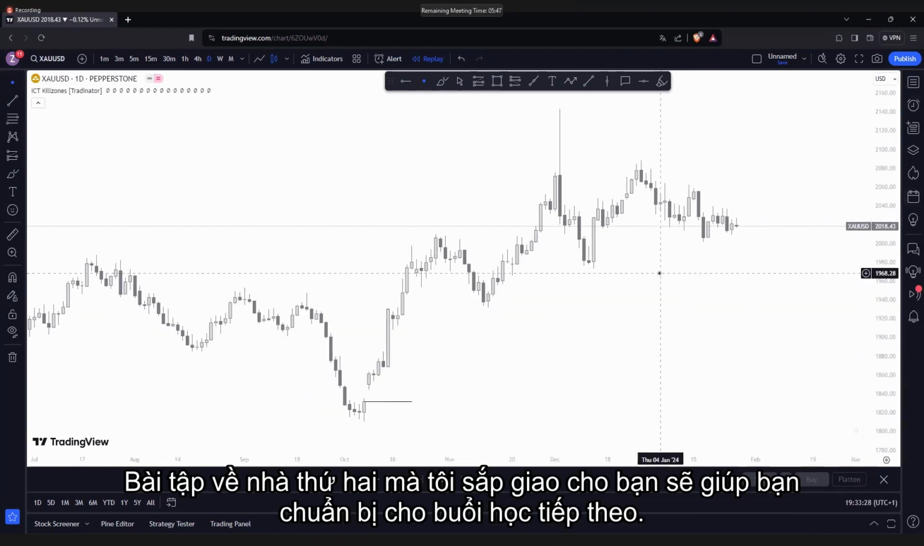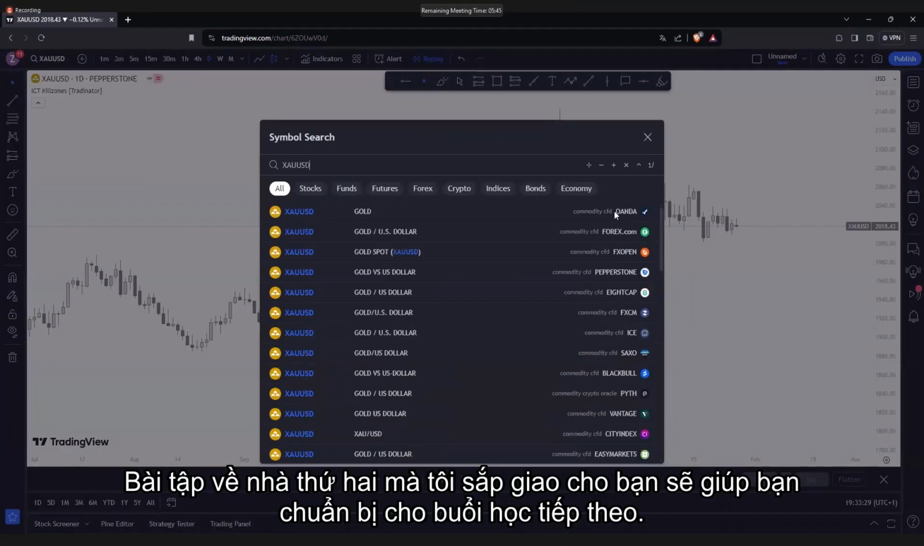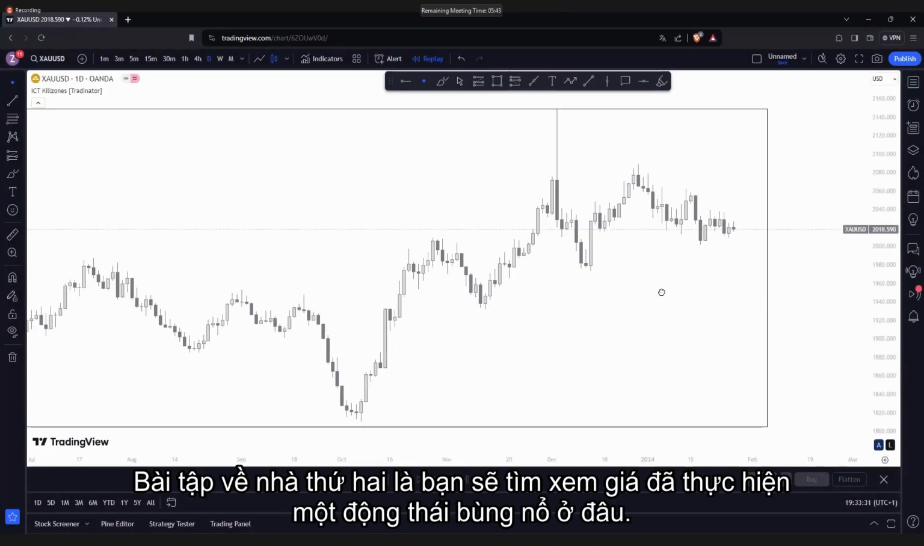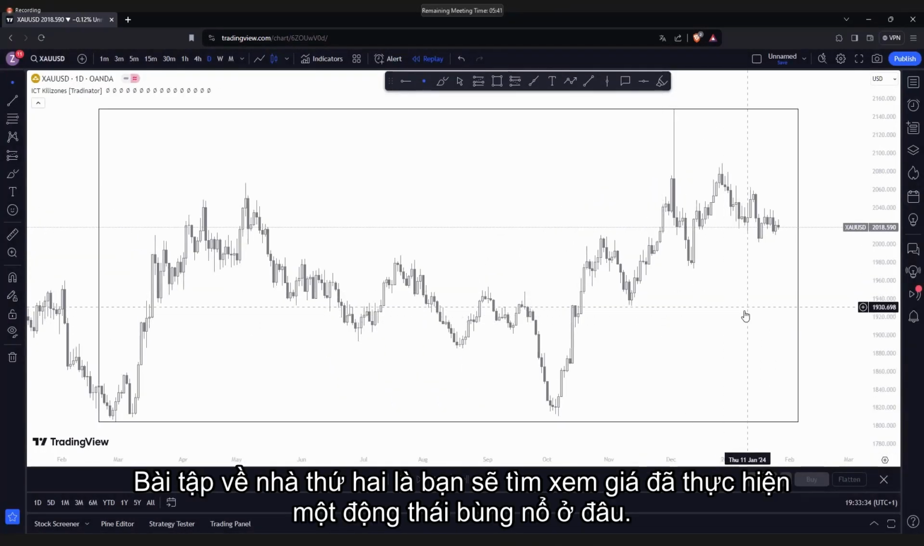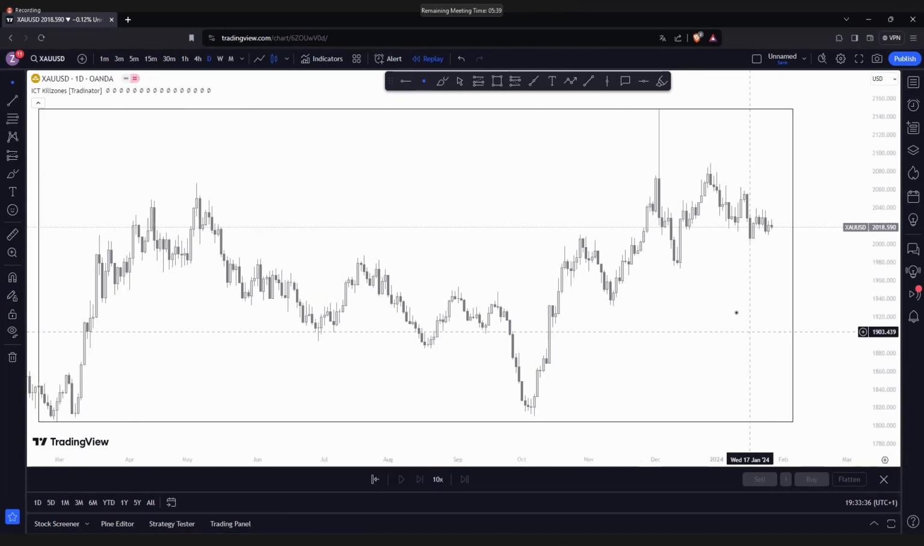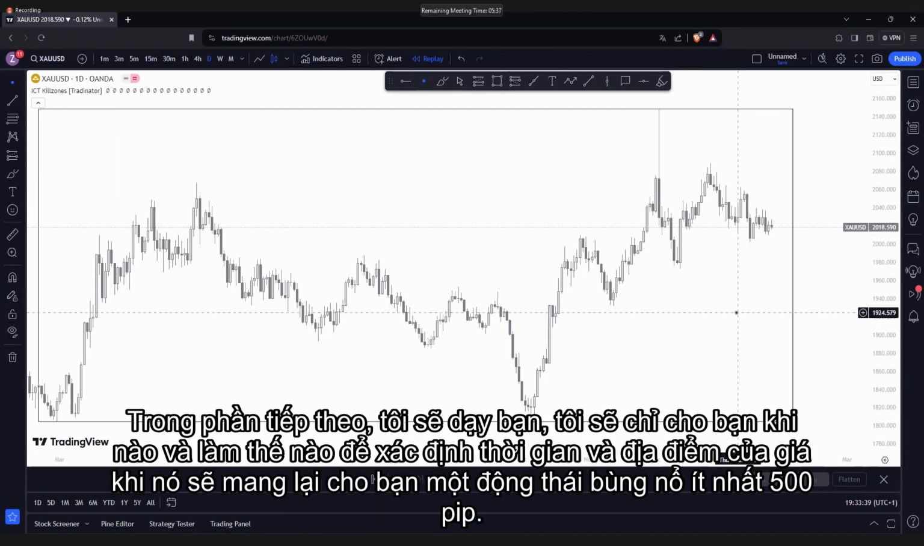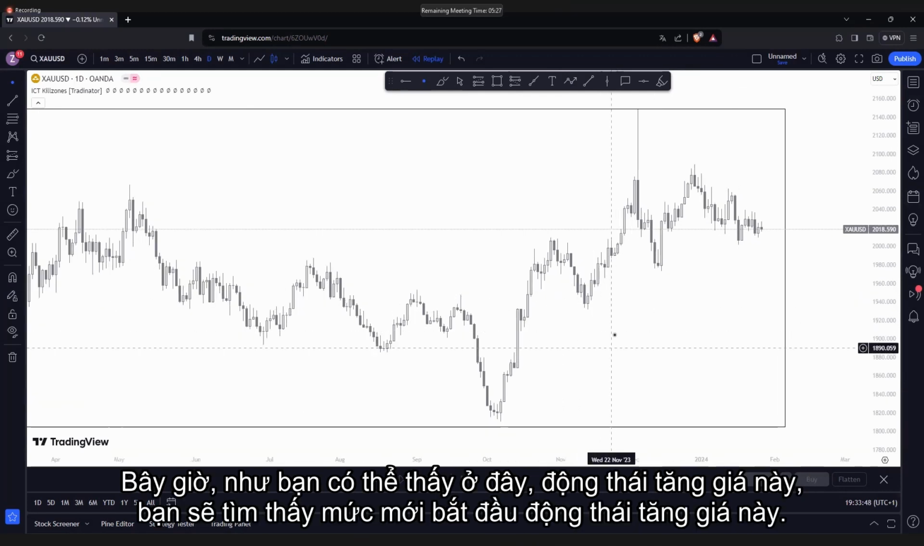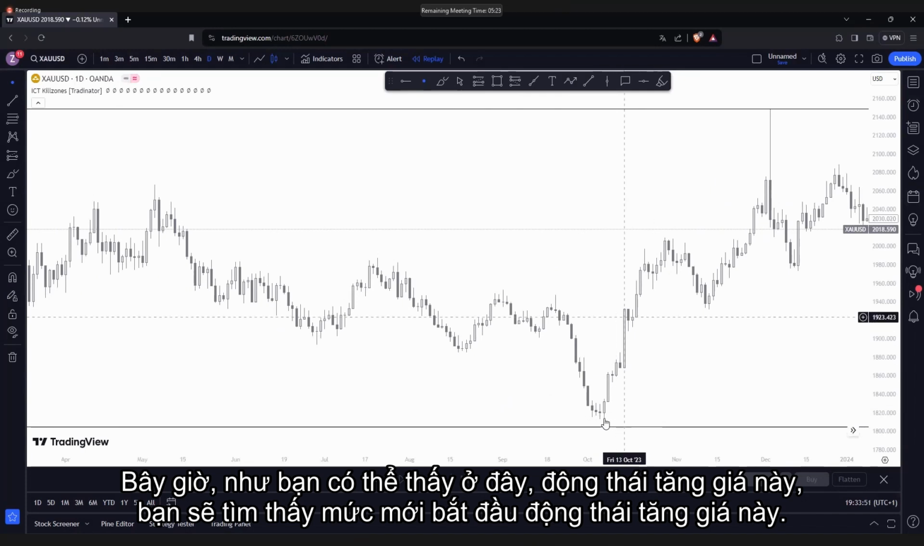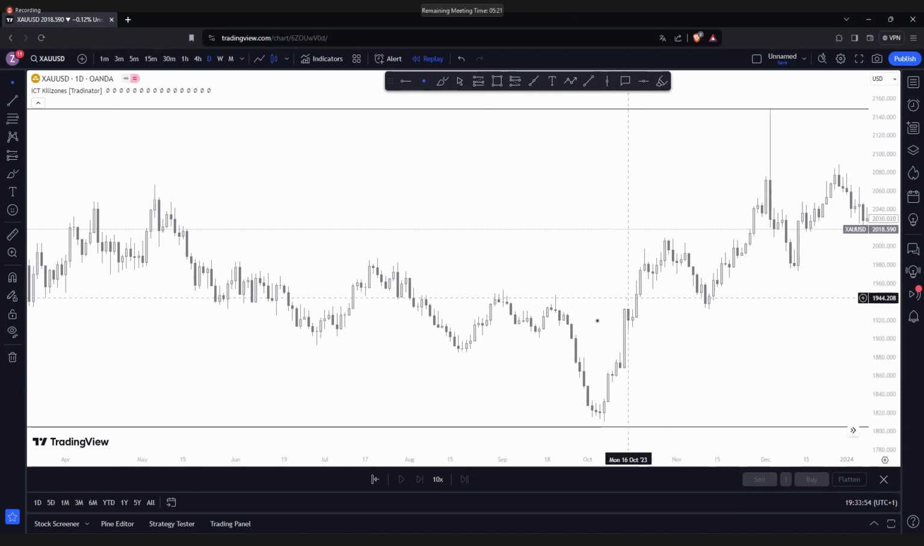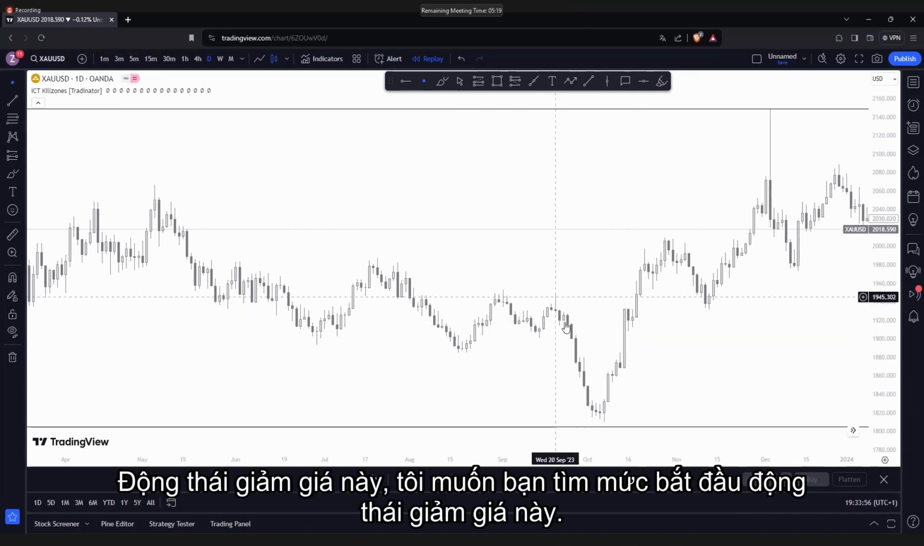The second homework that I'm going to give you is going to prepare you for the next session. The second homework is you're going to be finding where price did an explosive move. In the next session, I'm going to show you when and how to identify the time and the place where price is going to give you an explosive move of at least 500 pips. As you can see here, this bullish move, you're going to find the fresh level that started this bullish move. This bearish move, I want you to find the level that started this bearish move.